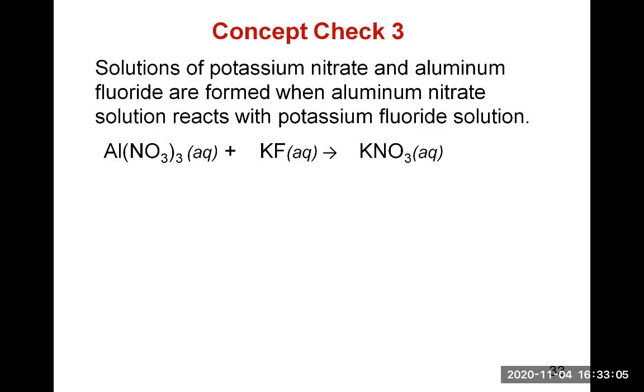And aluminum fluoride. Aluminum is Al3+. Fluorine is F minus when it's an ion, the fluoride ion. So we have 3 positive charges in the aluminum and only 1 in the fluoride. So we will need 3 fluorides to cancel the 3 positive charges on the aluminum. So it's going to be AlF3. And it's a solution, so it's aqueous for the state of matter.